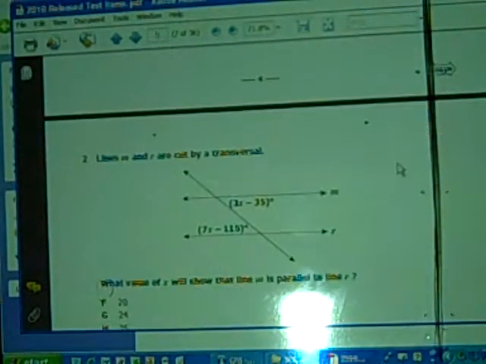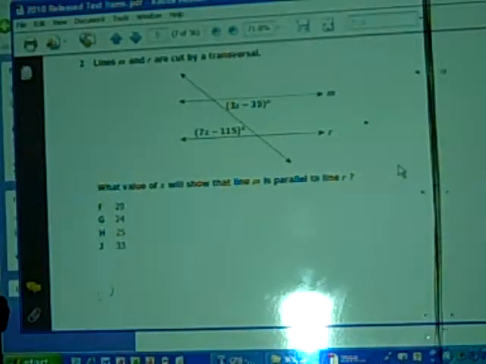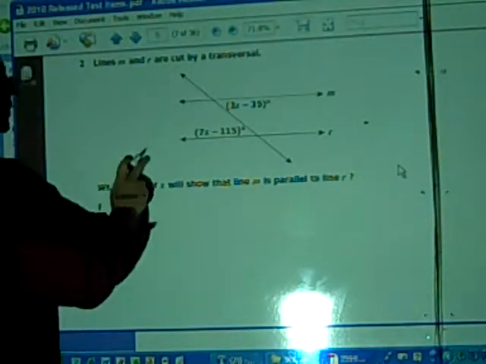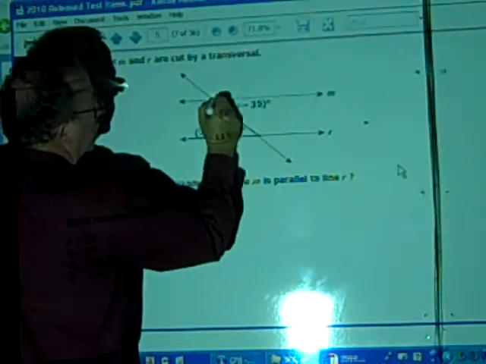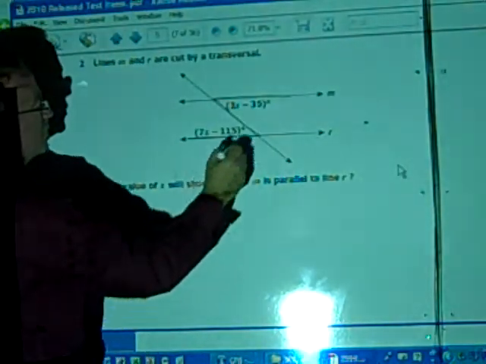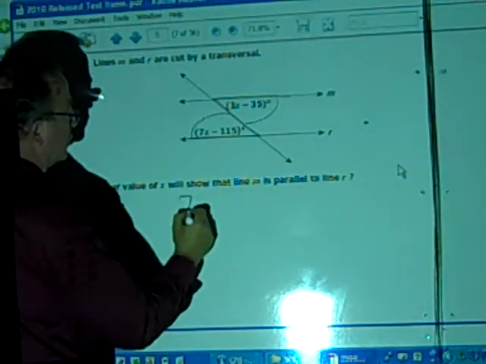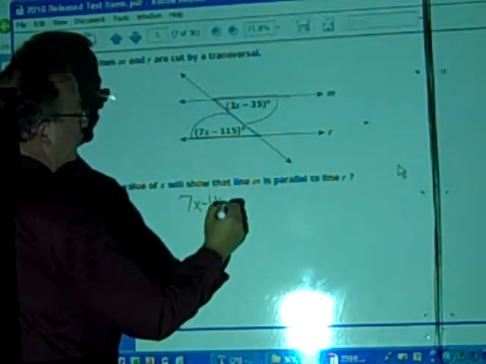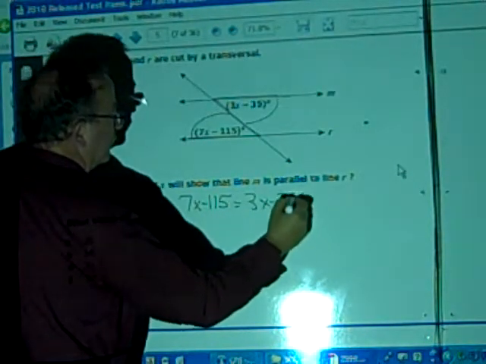Okay, number 2. It says lines M and R are cut by a transversal. What value of x will show that line M is parallel to line R? Okay, well, we want these to be parallel, so if that's the case, we know that these two angles are alternate interior, and we know that they have to be equal to each other, so we just do 7x minus 115 equals 3x minus 35.